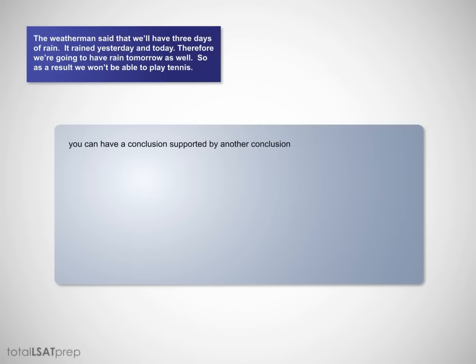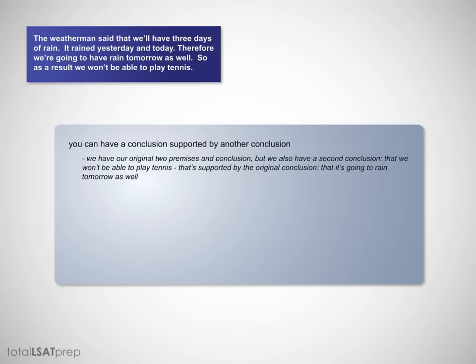You can have a conclusion supported by another conclusion. We have our original 2 premises and conclusion, but we also have a second conclusion, that we won't be able to play tennis, that's supported by the original conclusion, that it's going to rain tomorrow as well. The first conclusion also acts as a premise, since it supports a conclusion. It gives us reason to think that it's true, and we can refer to it as a sub-conclusion.